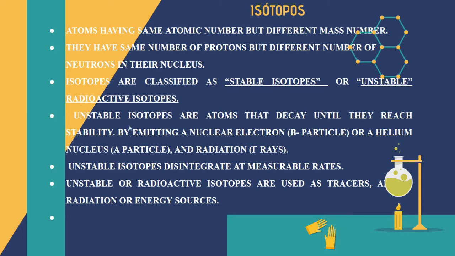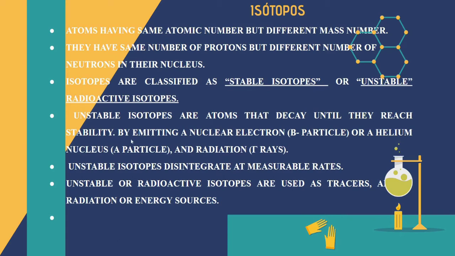Now, the unstable isotopes are the atoms that decay until they reach stability. Because they are unstable, they are in an excited state, so they have to come back to their stable state. So for that, they will undergo radioactive decay and they will emit radioactive rays from it.